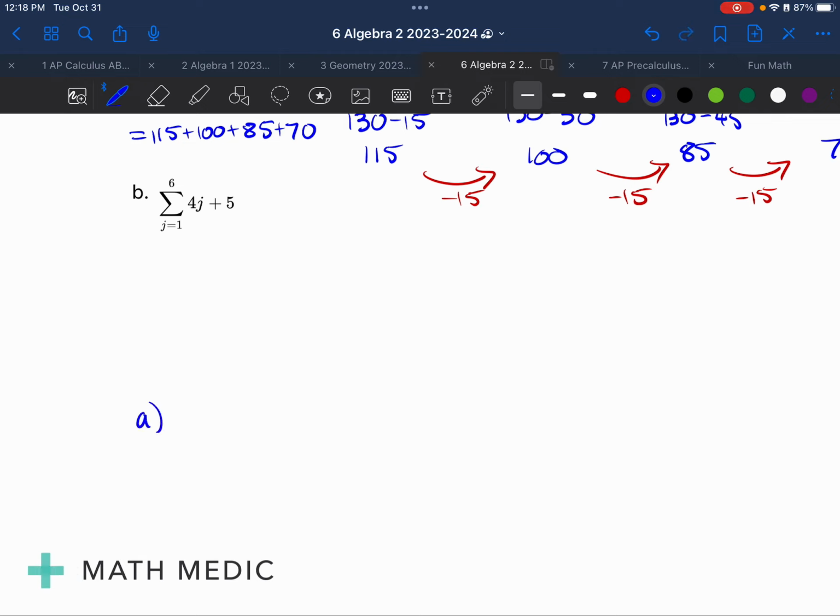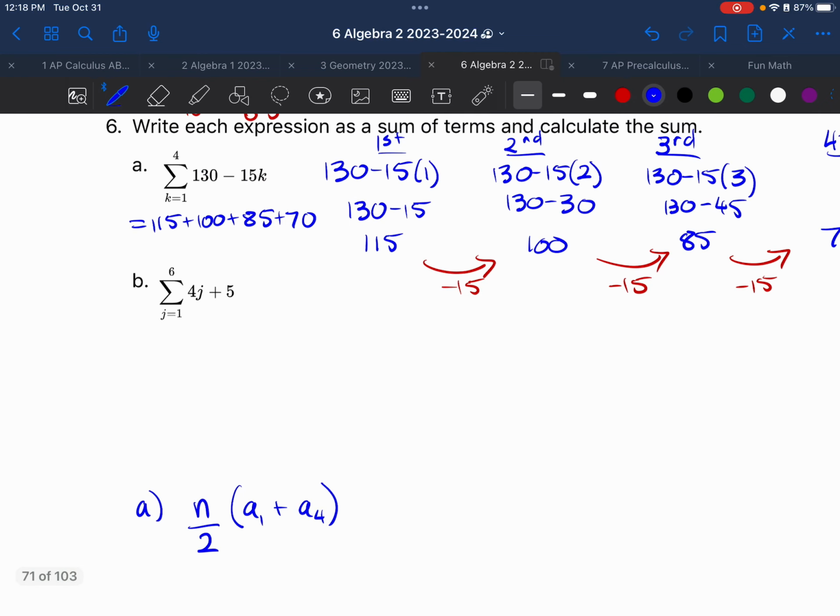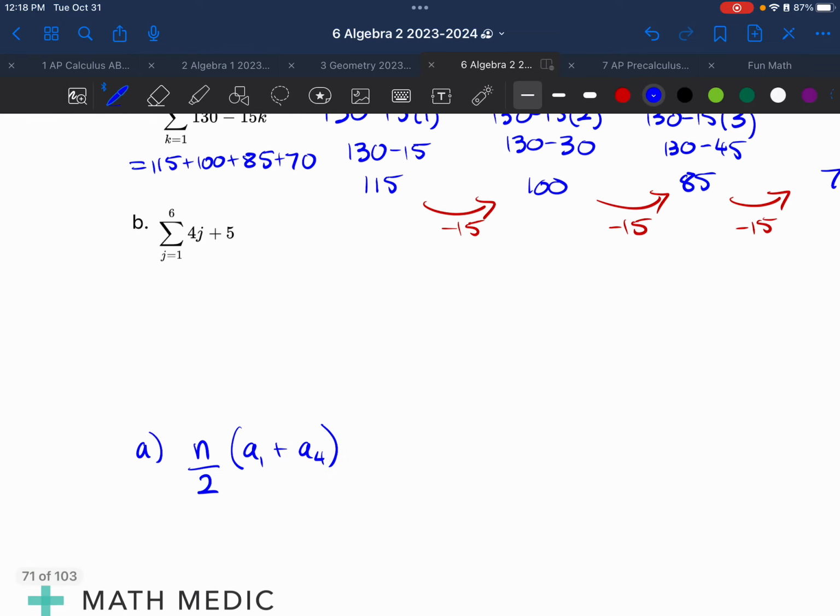So what I'm going to do here is I'm doing our formula, n divided by 2 to find the number of pairs. This is going to be multiplied by the first term plus the last term. The last term in this case is a sub 4, because our n up here is equal to 4. And this is a sub 4. All right, so what do we have here? This is going to be the same thing as 4 over 2. There are a total of 2 of these rainbows. And then this is going to be first term, 115, plus the last term, 70.